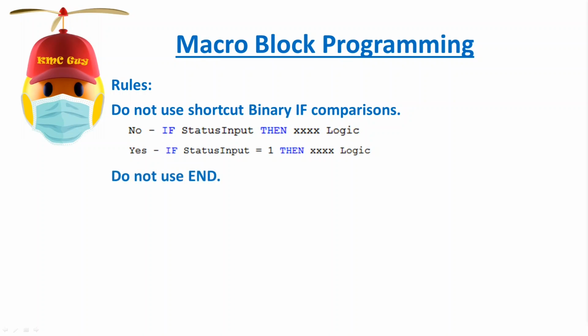Do not use ends. If you happen to be using this logic block multiple times or using other block programming along with this block, you'll end up with multiple ends and your program won't function properly. Do not use subroutines or go subs. If you're using this block multiple times in a program and you have go subs in it, you could have two go subs trying to go to the same place.